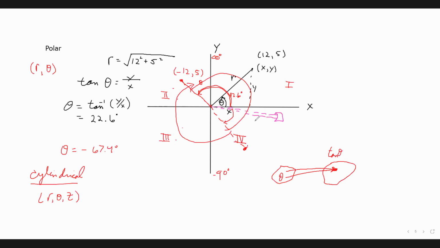So this little differential angle here is d theta. I drew it as a negative, but that's okay, it doesn't matter. And then this little piece here going out is dr. So what would be the differential area? Well, one side of this little square is dr, and the other side is r times d theta.